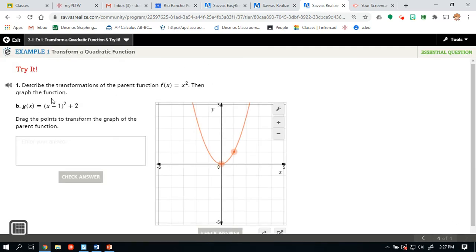The second part says, describe the transformations of the parent function, then graph the function. So again, we have nothing being multiplied to my grouping of squared numbers. But we do have this negative 1. How is that going to impact my h? And then we have the positive 2. How is that going to impact my k?